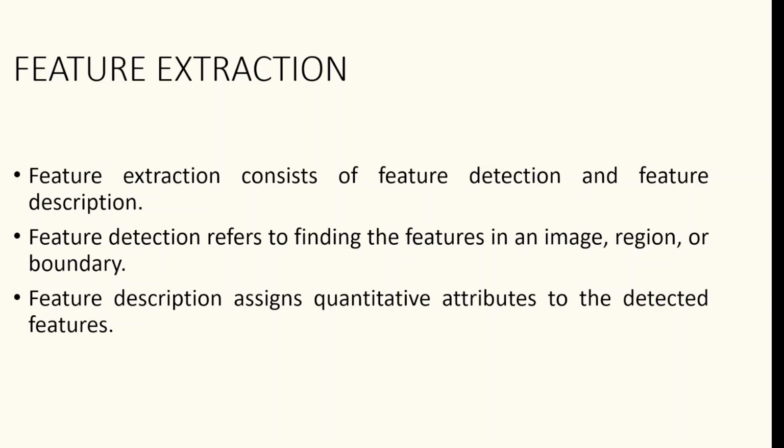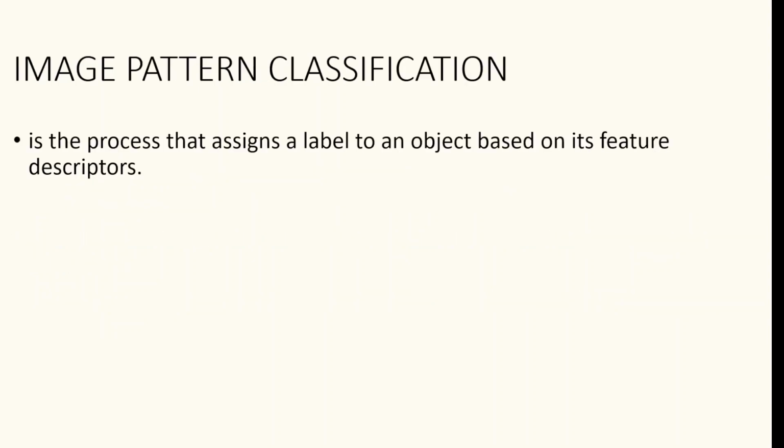Feature extraction always follows the output of segmentation stage, which is raw pixel data constituting either the boundary of a region or all the points in the region. Feature extraction consists of feature detection and feature description. Feature detection refers to finding features in an image, region, or boundary. Feature description assigns quantitative attributes to the detected features. For example, detect corners in a region. Describe those corners by their orientation and location. This constitutes the feature extraction process.